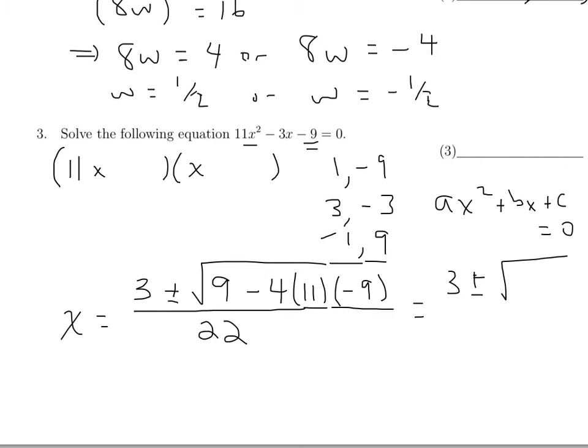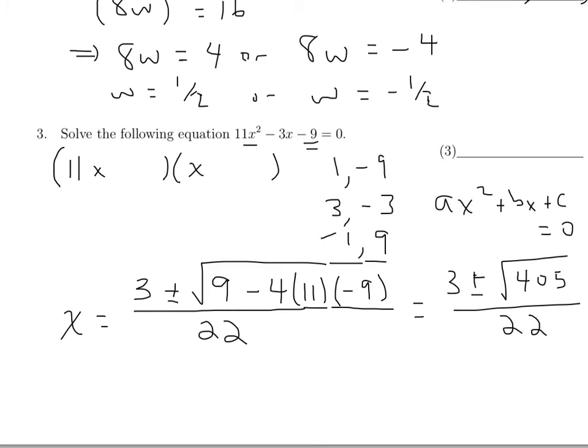So I need to know what this number is under the square root sign. You can see it's going to be positive because it's negative 4 and a negative 9. So at least we know that we are going to have real solutions here. It's not going to be no solution, but I need to figure out what that number is. And if I use a calculator, I'll find out that the number under the square root sign is 405. And of course the denominator is still 22.